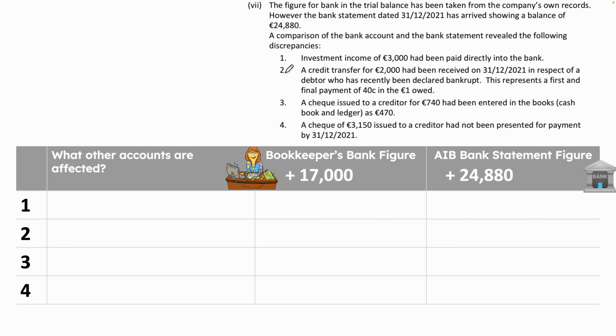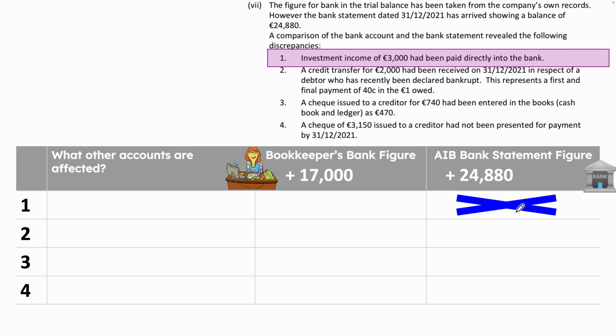So number 1, investment income of 3,000 had been paid directly into the bank. Hopefully you would know that AIB would know about that if it was paid directly into the bank. Maybe the bookkeeper just has to adjust her accounts. So this is money coming into the bank. This is already a positive figure, so we just add €3,000 there.